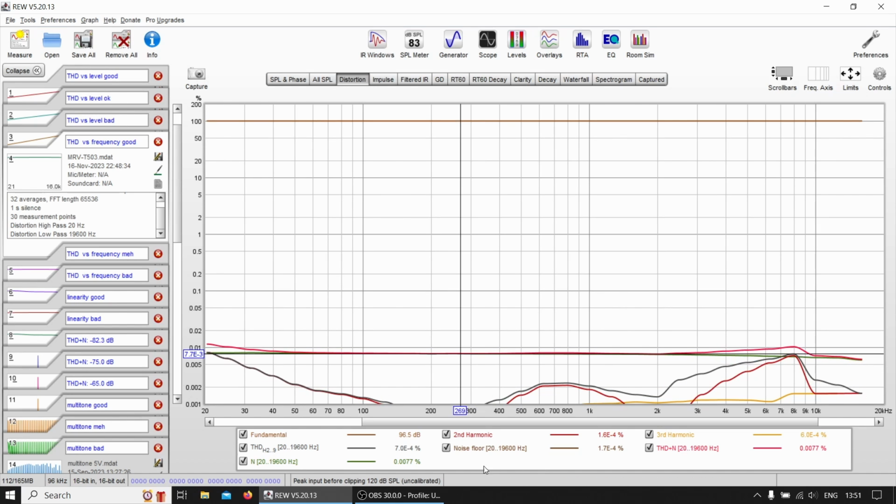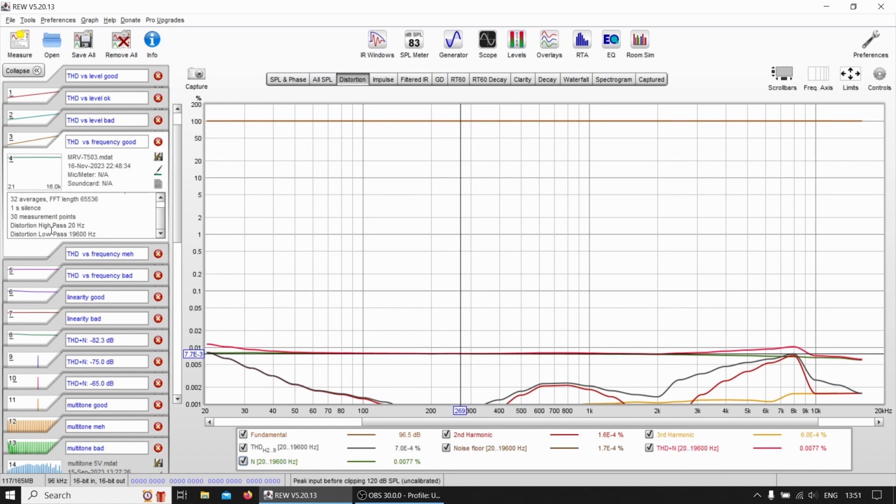But again, this is below the noise, because the green is the noise. So again, this is a very, very good measurement. We see all the harmonics way below the noise, apart from here, but it's still very, very good.